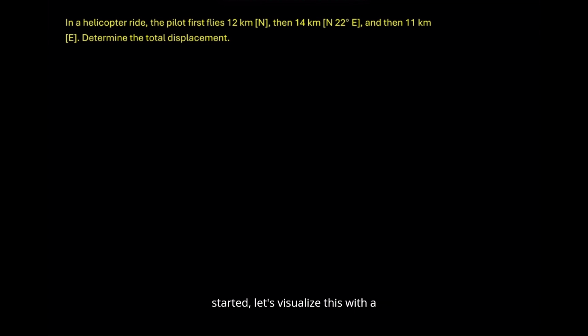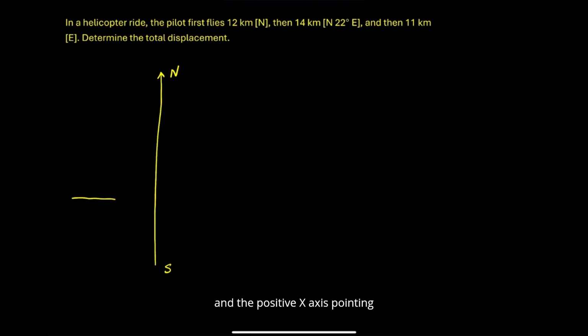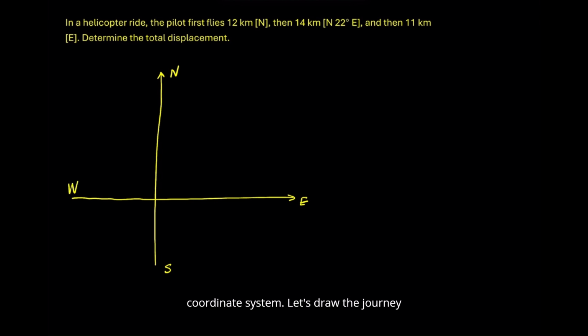To get started, let's visualize this with a diagram. We'll set up a coordinate system with the positive y-axis pointing north and the negative y-axis pointing south, and the positive x-axis pointing east and the negative x-axis pointing west. Now we have the coordinate system. Let's draw the journey of the helicopter.